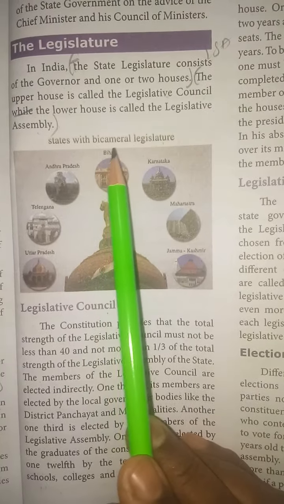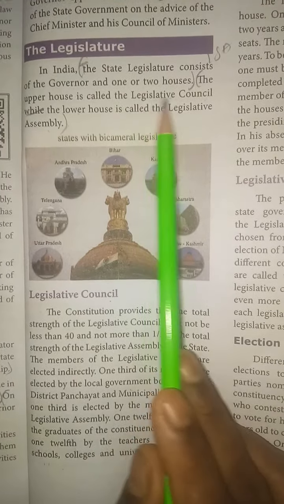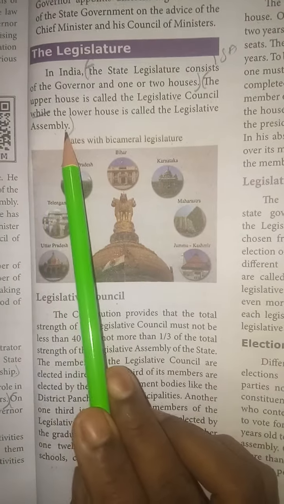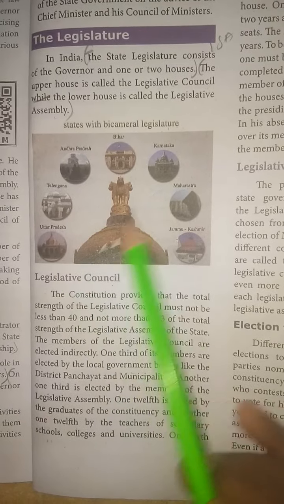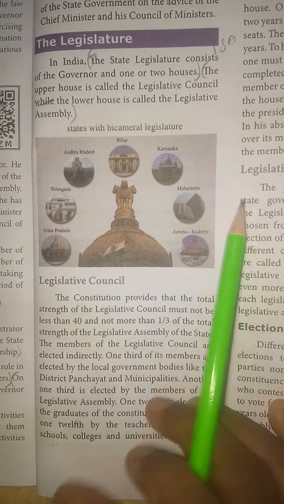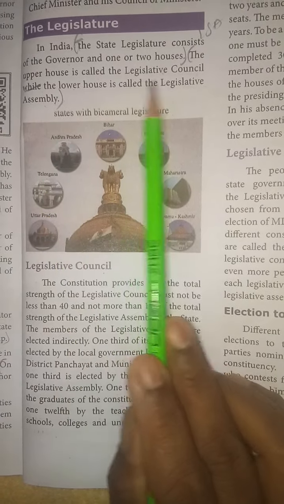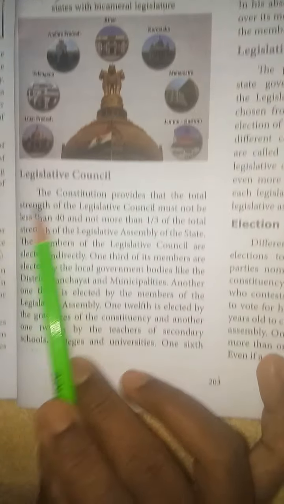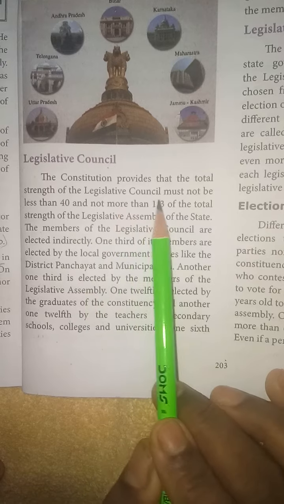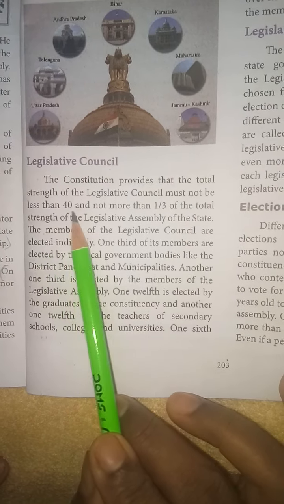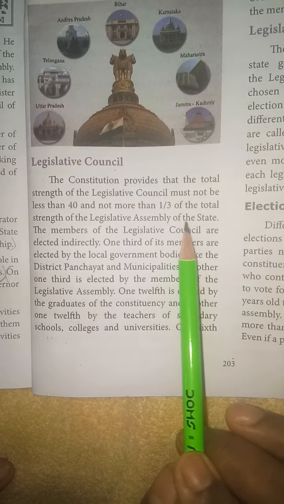Some states in India have a bicameral legislature, that is, a legislative council and a legislative assembly. These states are Bihar, Andhra Pradesh, Telangana, Uttar Pradesh, Karnataka and Maharashtra. But in Tamil Nadu, we have only one house, the legislative assembly. Legislative council: the constitution provides that the total strength of the legislative council must not be less than 40 and not more than 1/3 of the total strength of the legislative assembly of the state.